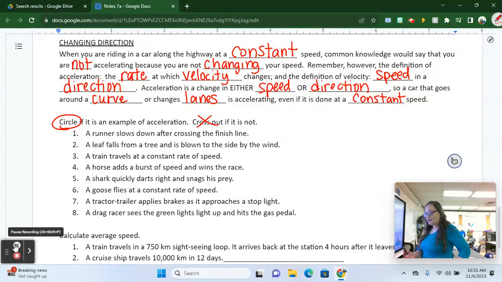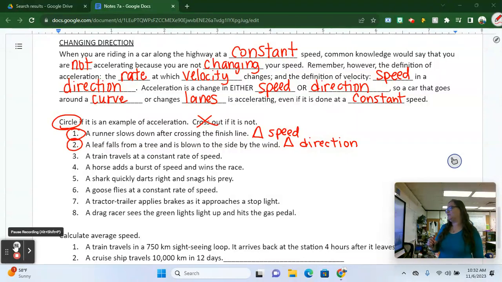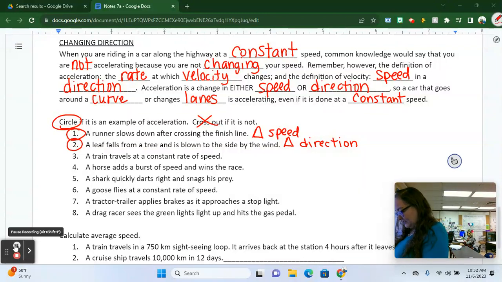A runner slows down after crossing the finish line. So that is definitely acceleration. It is negative acceleration because he is slowing down. A leaf falls from a tree. So that is a change in speed. The little triangle is delta, and in physics that's the symbol for change. A leaf falls from a tree and is blown to the side by the wind. So we definitely have acceleration there. We have a change in direction. It was probably falling at nearly constant speed, but then the wind accelerated it and changed its direction.